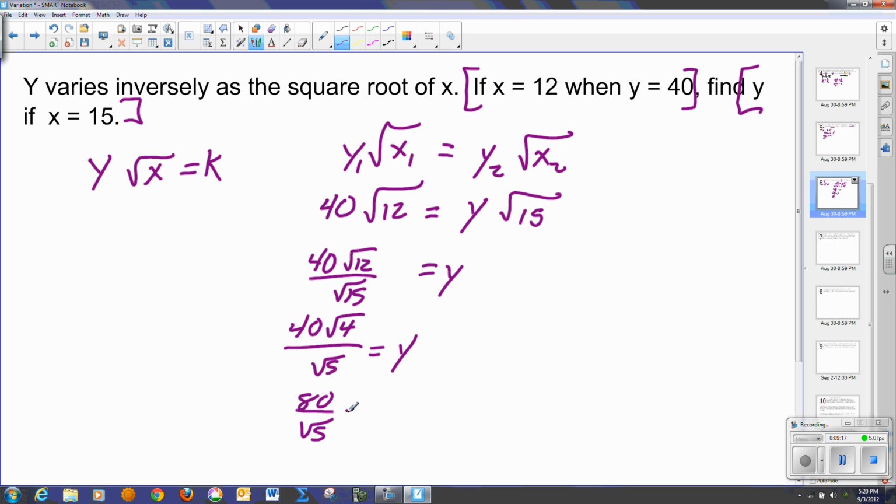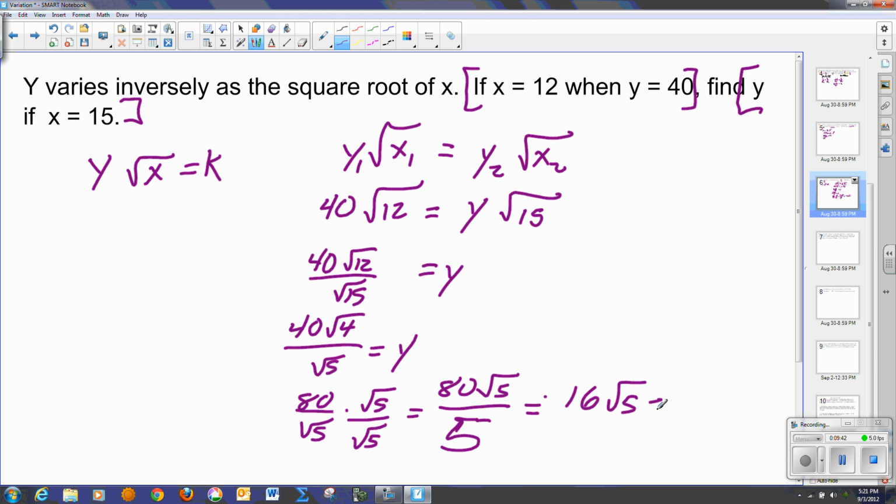And I'd have to rationalize. So I'll rationalize by root 5 over root 5, giving me 80 root 5 over 5. And 5 goes into 80, I believe, 16 times. So that's just 16 root 5 is equal to my new y value. All right. Well, let's move on.